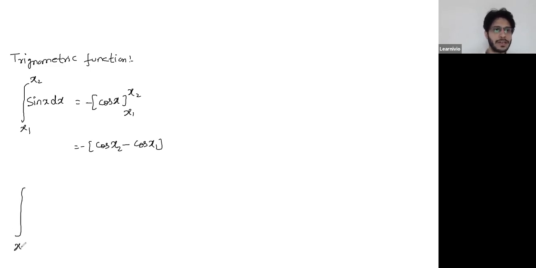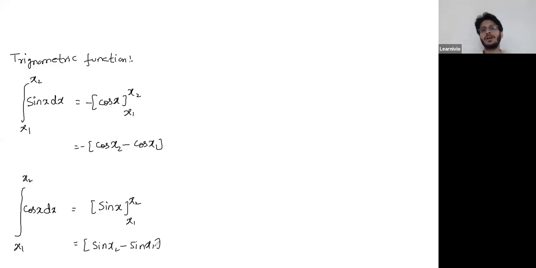You can even integrate x1 to x2 cos x dx. So the integral of cos x is sin x. Limit is from x1 to x2. If I substitute limits, then this is sin x2 minus sin x1.